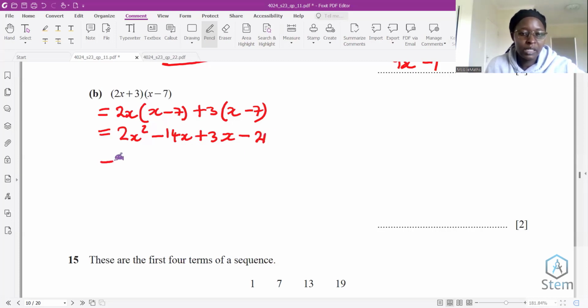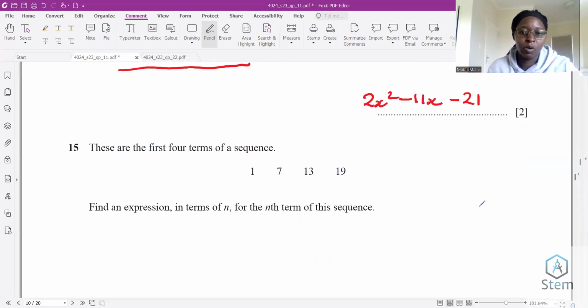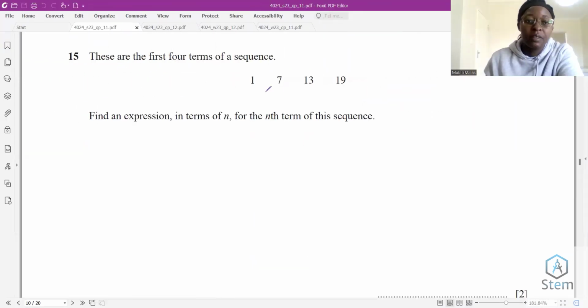Okay, so we get ourselves 2x squared, then minus 14, this part here, plus this one, we get minus 11x, then minus 21. Okay, so this is our final answer, 2x squared minus 11x minus 21. Okay, let's move on. Number 15.